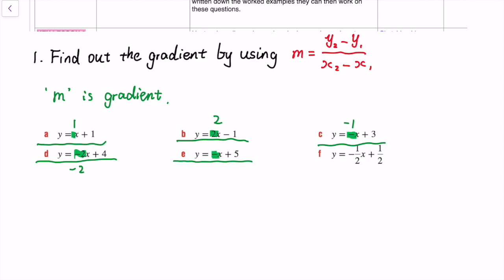And the last question, question 5, the gradient is minus 1 over 2.